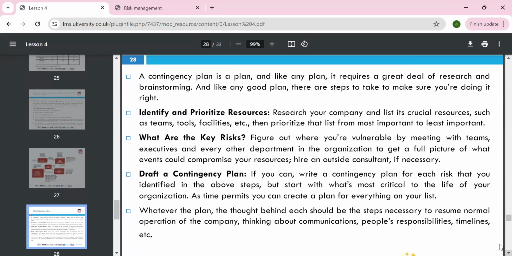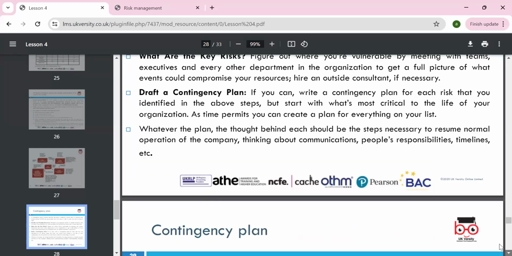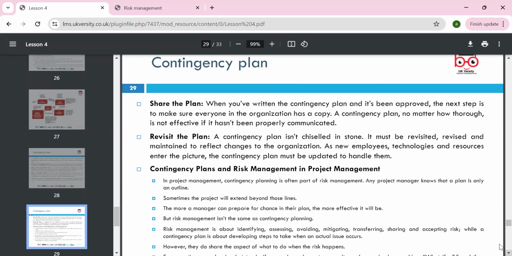Our second plan: earlier I gave you the example of getting raw material from China, and then due to the conflict and the sanctions, like the war in Ukraine, we have to look at a second option. Share the plan. Have the written contingency plan approved, and the next step is to make sure everyone in the organization has a copy. No matter how thorough the plan is, if it's not effective, we can revisit it.